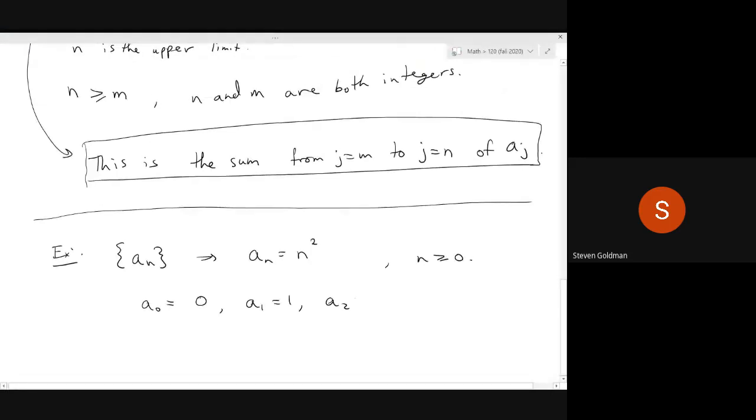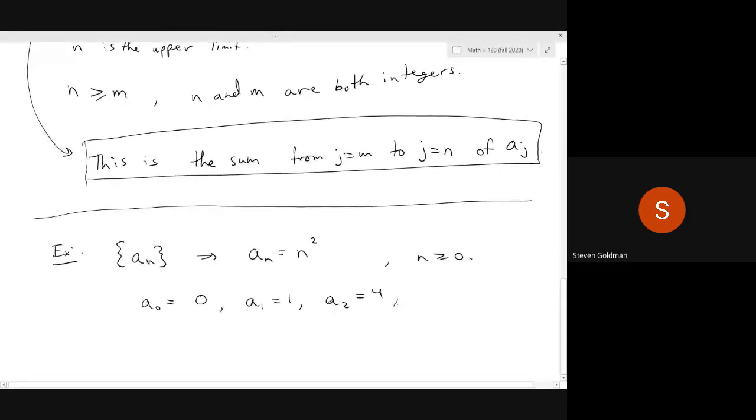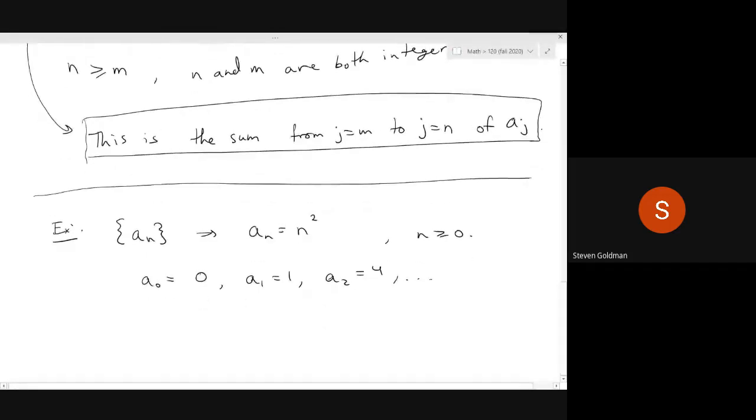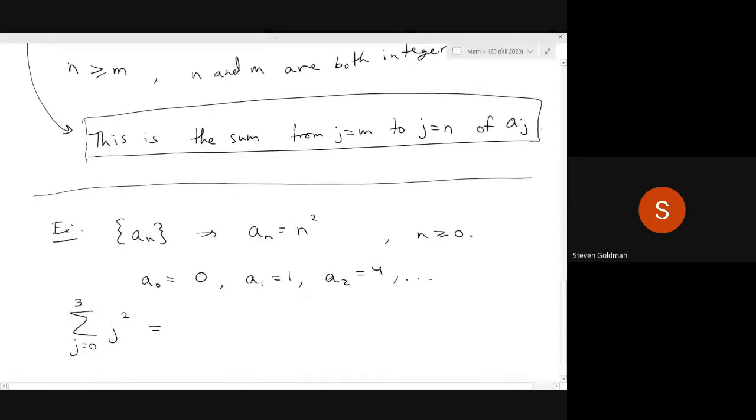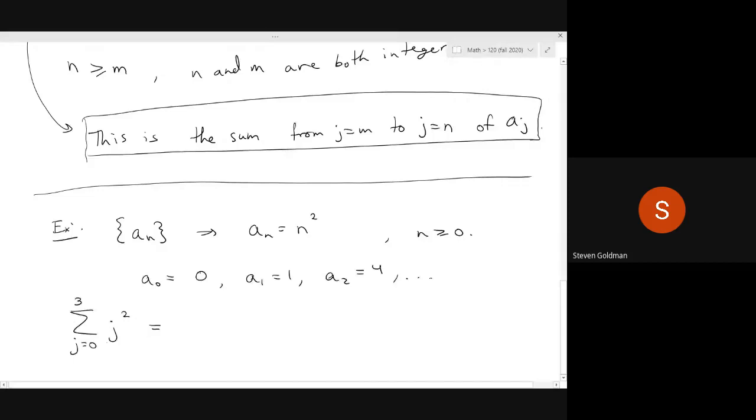A2 would be 2 squared, which would be 4, and so on and so forth. If I write the sum from j equals, let's say, 0 to 3, of this sequence, of n squared, I'm going to write it as j squared. So the sum from j equals 0 to 3 of j squared. This means I want you to plug in 0 for j. So I'm going to start by plugging in 0 for j. So I would get 0 squared.